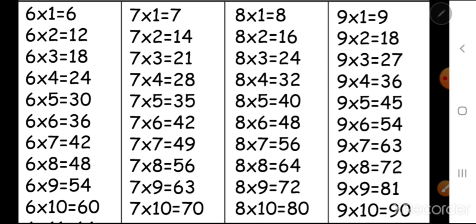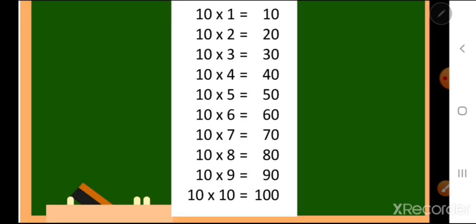9 ones are 9. 9 twos are 18. 9 threes are 27. 9 fours are 36. 9 fives are 45. 9 sixes are 54. 9 sevens are 63. 9 eights are 72. 9 nines are 81. 9 tens are 90. And finally, children, tens table.